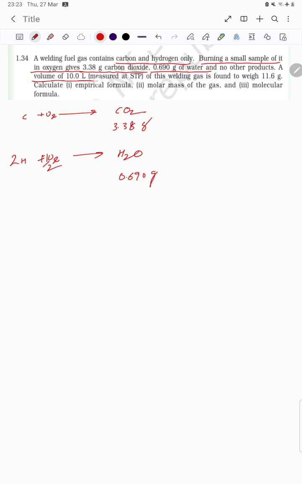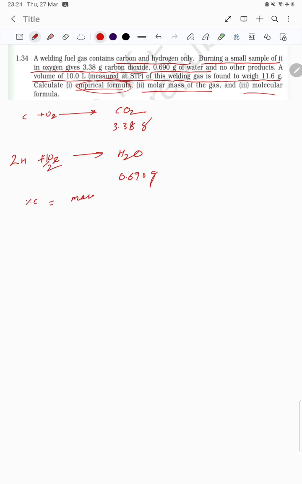A volume of 10 liter measured at STP of the welding gas is found to weigh 11.6 gram. Calculate the empirical formula, molecular mass of the gas, and molecular formula. These things they are asking, dear student. So first of all, since they are asking the empirical formula, we should know the percentage mass, student. So what will the percentage carbon be?